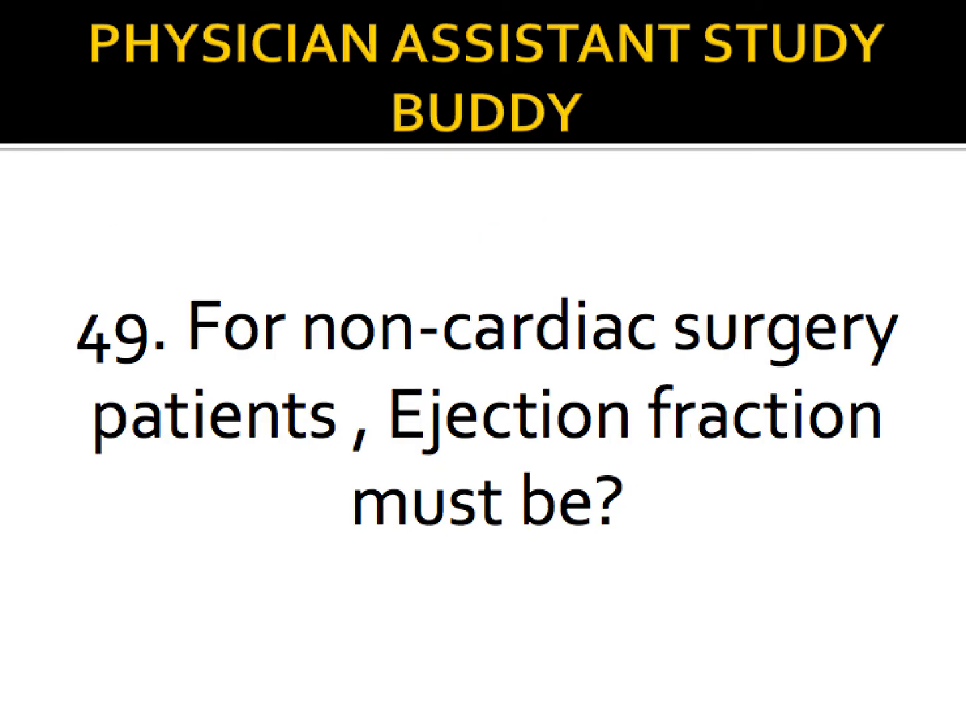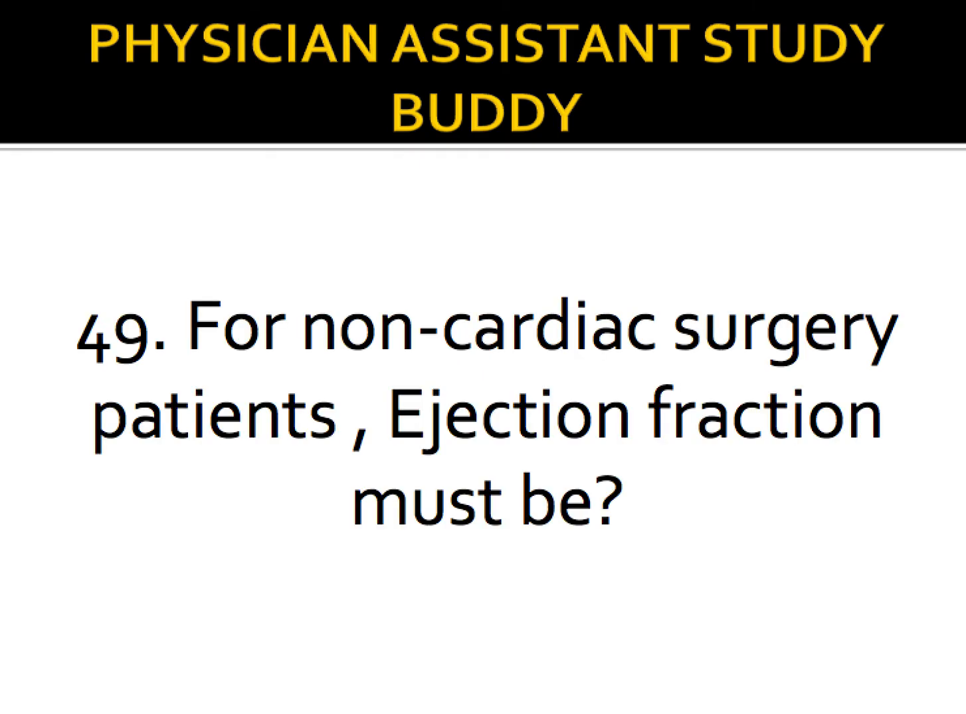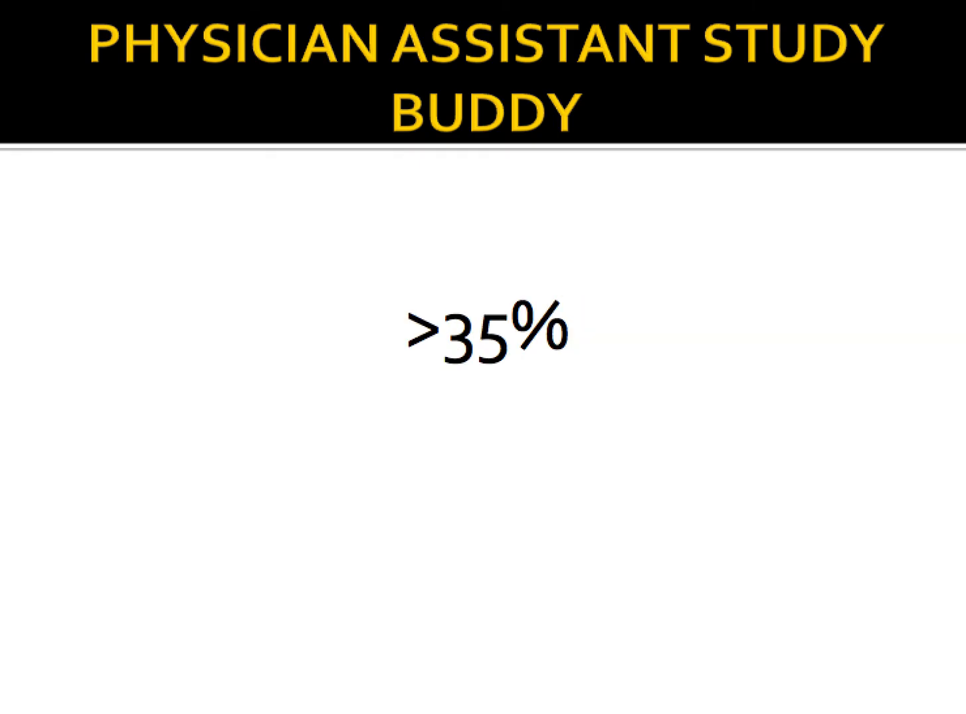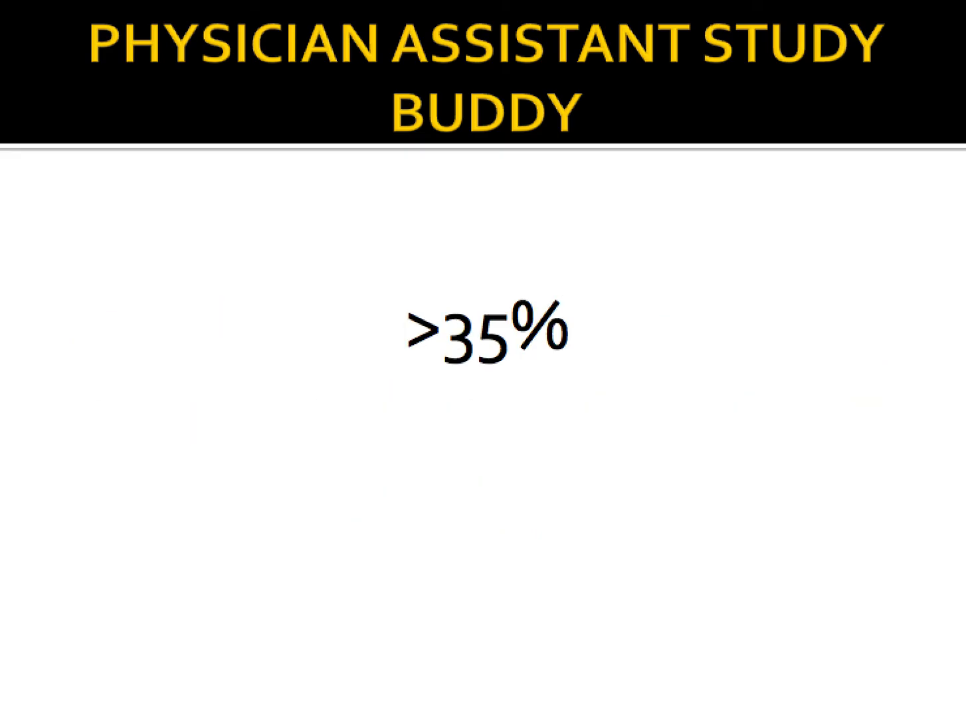For non-cardiac surgery patients, ejection fraction must be at what level? Greater than 35%. So you're going to look at echo, you're going to look at the left ventricle ejection fraction, and if it's greater than 35, then they're okay to have surgery.